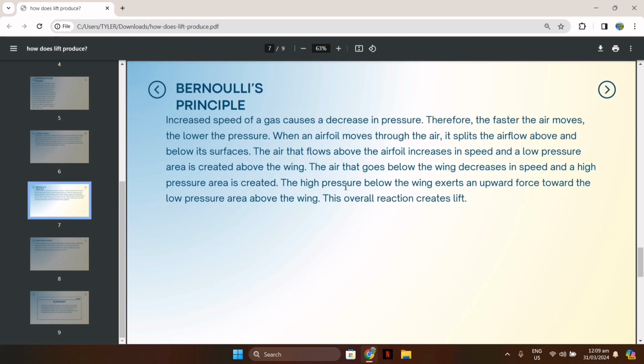So according to Bernoulli's principle, the curved shape of the wings causes the air above it to move faster than the air below it. According to Bernoulli, faster moving fluid exerts less pressure. Thus, the air pressure above the wing is lower than the pressure below it. And the pressure difference creates an upward force, which lifts the wings, allowing it to generate lift and support the aircraft in flight.